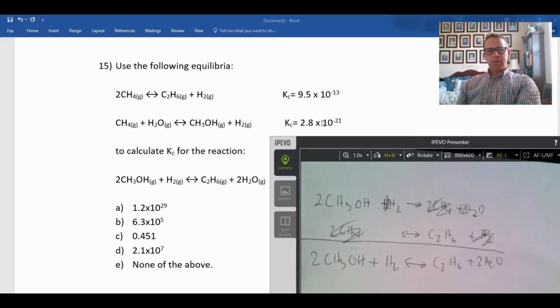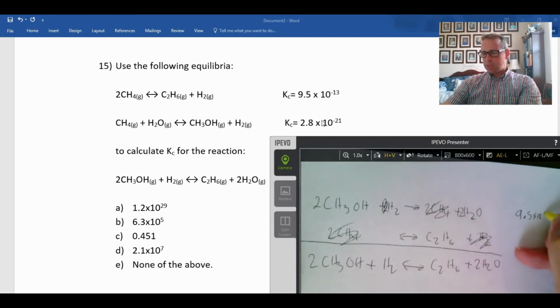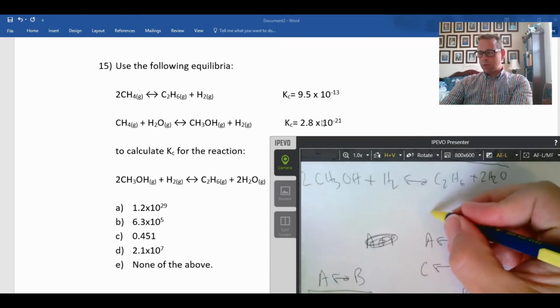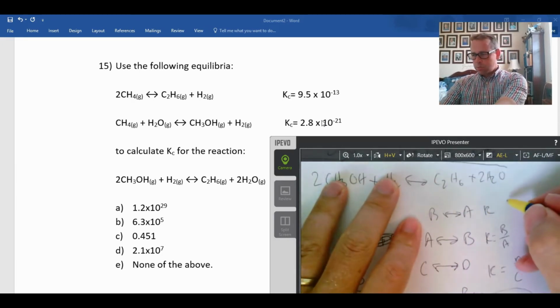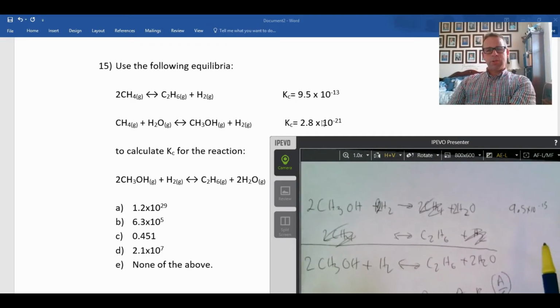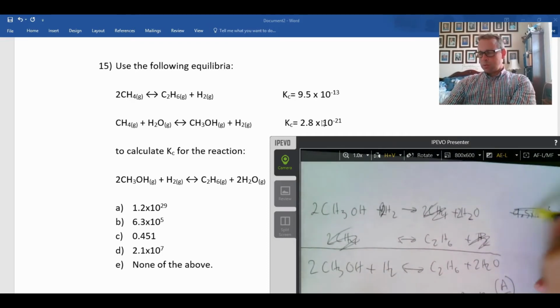All right, so back to our problem then. I have to take 9.5 times 10 to the minus 13. Oh, and if I reverse a reaction, so if I go B to A, then the K is going to be concentration of A over concentration of B, which is the reciprocal. So upon reversing that, this 9.5 times 10 to the minus 13 corresponds to this one down here. This one up here corresponds to the 2.8 times 10 to the minus 21, but I have to take the reciprocal because I flipped it, and then I have to square it. So I take the reciprocal of it because I flipped it, I square it because I put a 2 in front of everything, and then I'm going to multiply it by this.